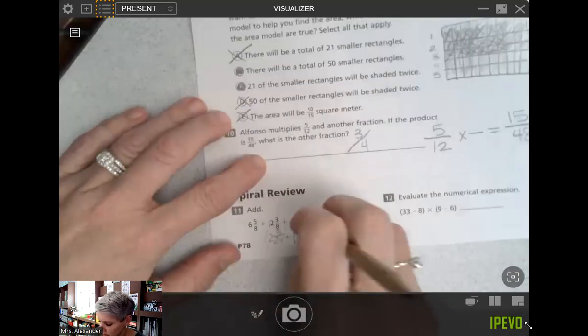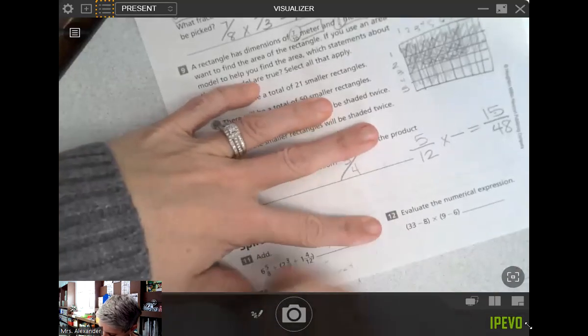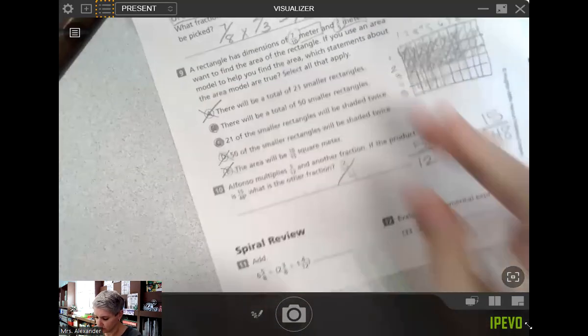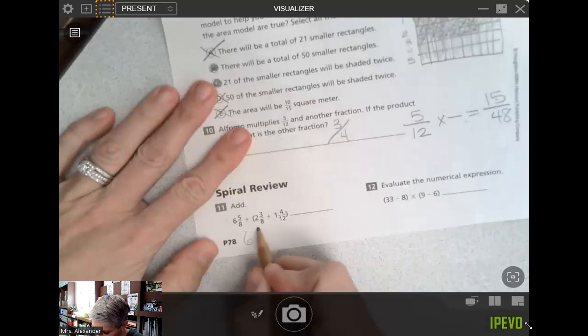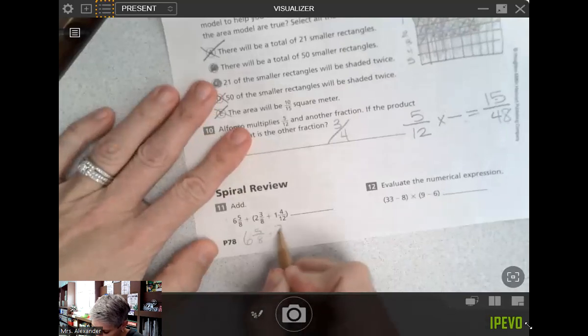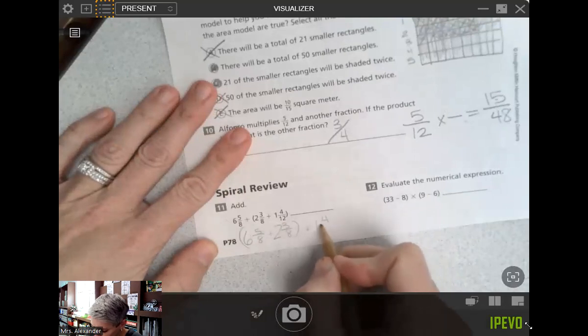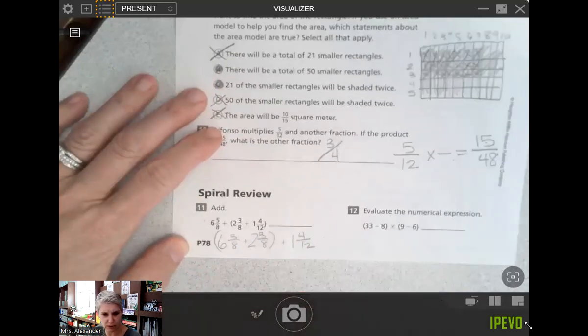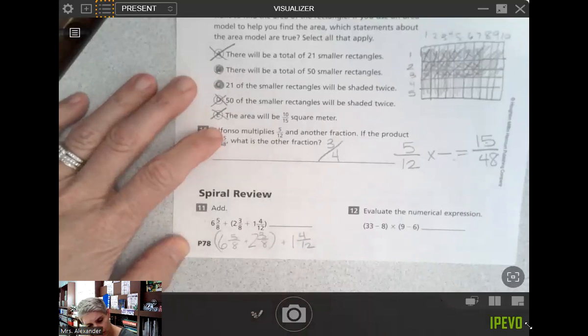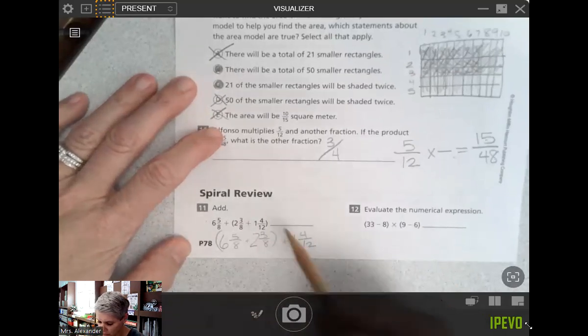Oh, hold the phone. Did you catch what I just caught? Look what we could do. 6 and 5/8 plus 2 and 3/8. I'm going to do that first. Plus 1 and 4/12. I went straight for order of operations, but we learned about doing that associative property, right? I'm going to do these first.